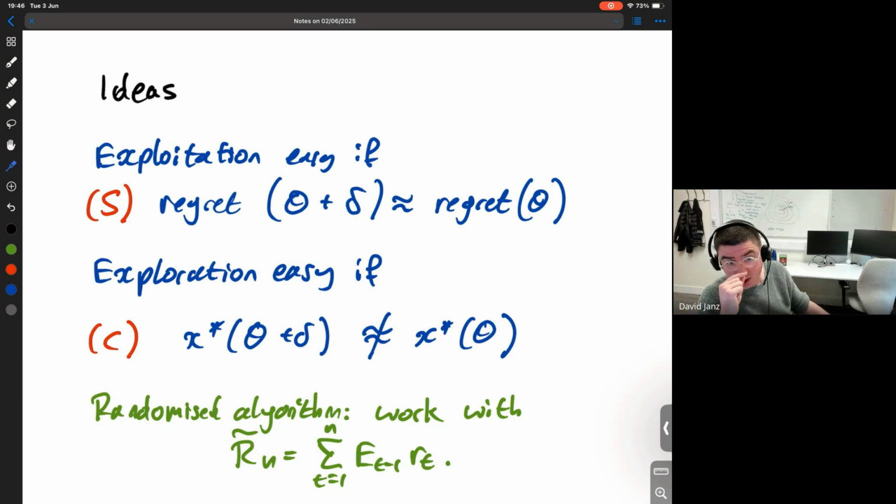And since this is a randomized algorithm, we should basically think over time in terms of the expectation, or expected regret, expected exploration with respect to the distribution of the parameter, and not think too much about individual values of theta tilde t. Just what happens in expectation over the distribution of the parameter.